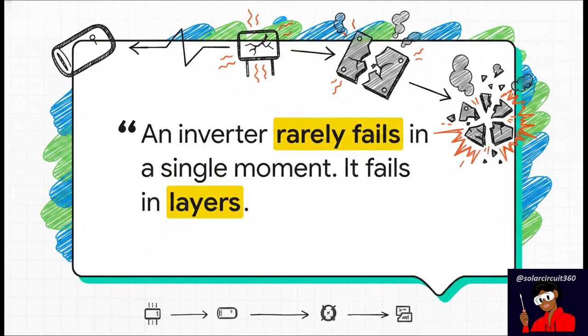This really brings us to the most important takeaway from all of this. An inverter doesn't just fail in a single catastrophic pop. It fails in layers. One component gets weak, which then puts stress on the next one, which compromises the next. It's a slow, cascading breakdown.